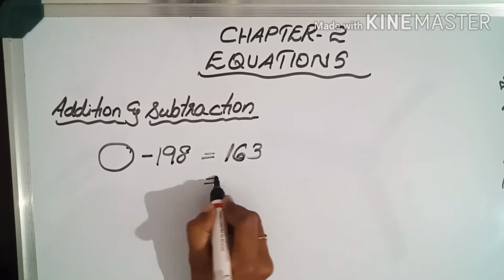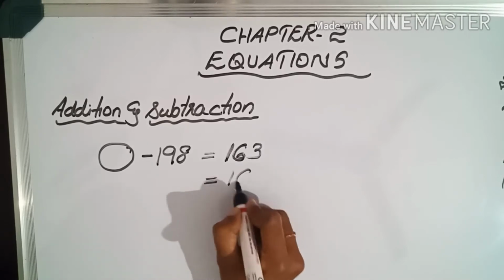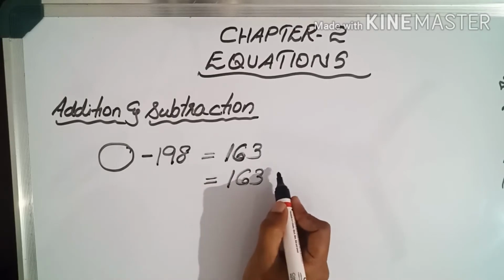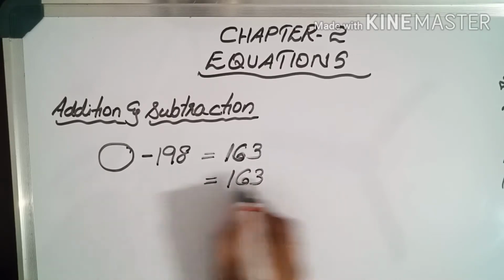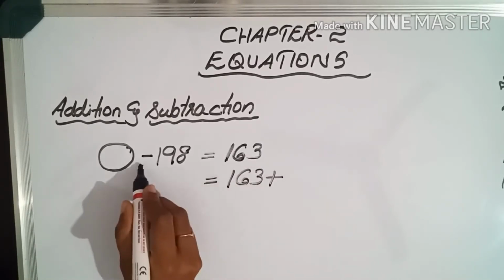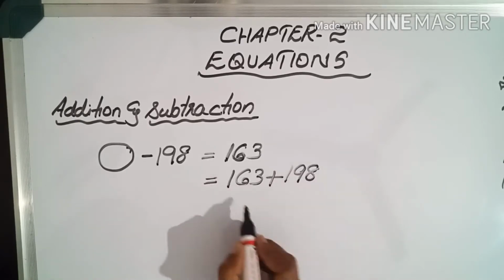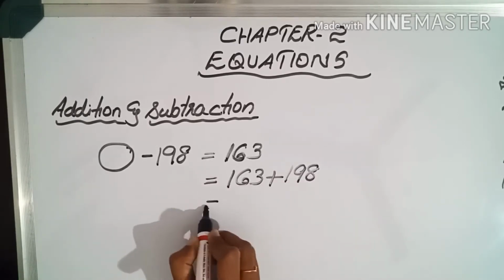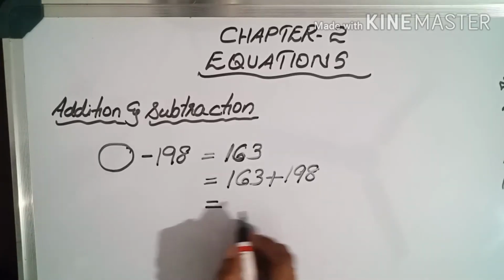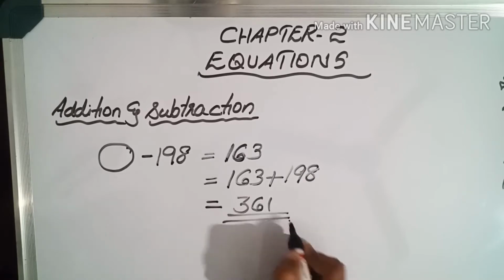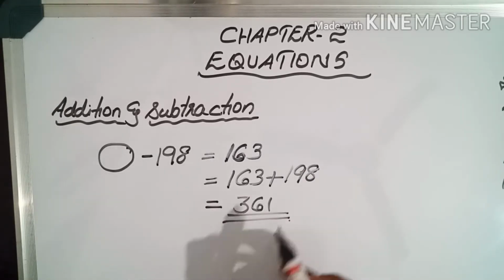So the number will be equal to 163 here, and minus 198 comes to this side, so it will be positive 198. After adding this, we will get the answer. So here the answer will be 361. Okay, 361 is the answer. When you add this, you will get this answer. So this is the answer.